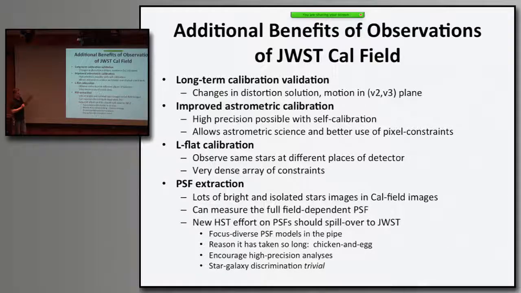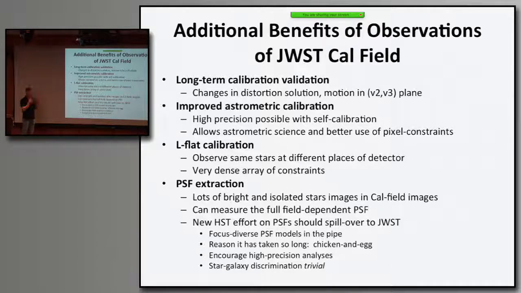So additional benefits of the observations of the calibration field are, one of the things that people had in mind for a long time is long-term calibration validation. So if we observe these fields every few months or every year, we're going to be able to monitor the photometric throughput, the astrometric stability, the distortion stability, all these other things. Also, we'll get improved astrometric calibration beyond what's doable here with self-calibration, which means if you use JWST observations to calibrate JWST, then the stars that you need to have high signal to noise will have the high signal to noise that you need for the calibration.